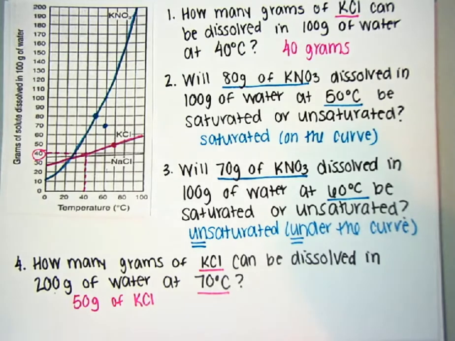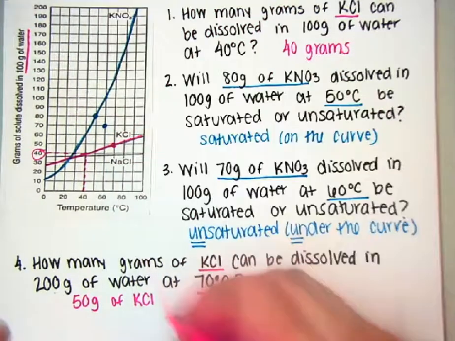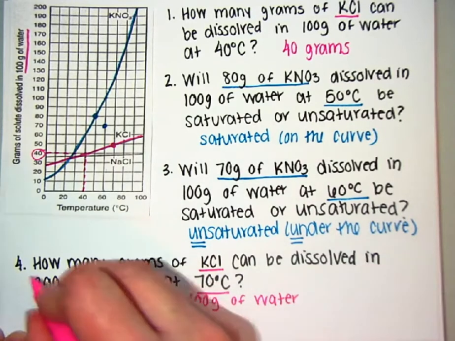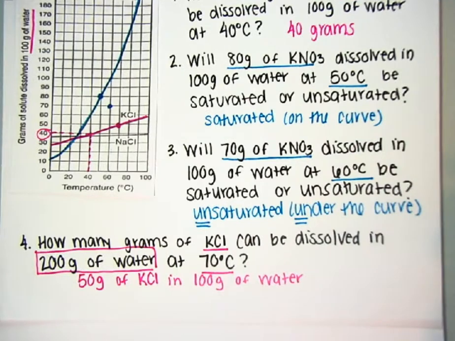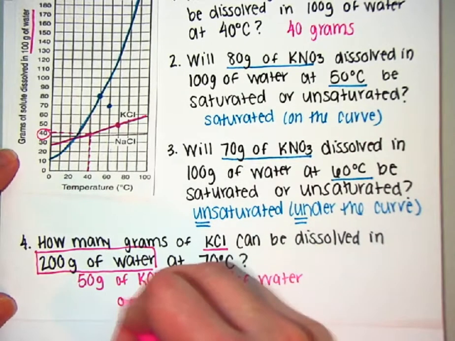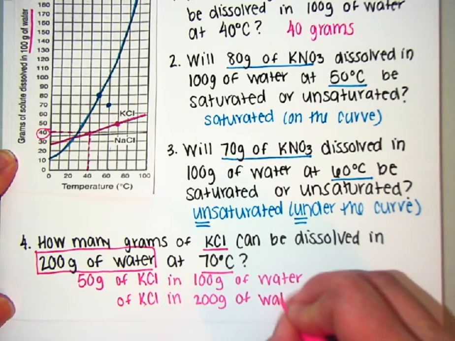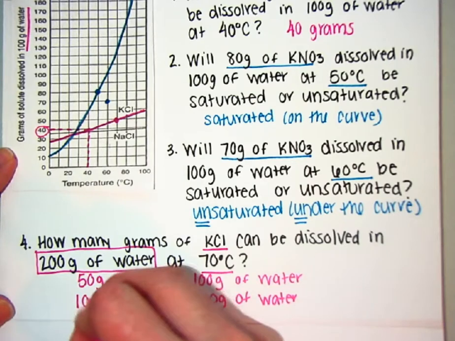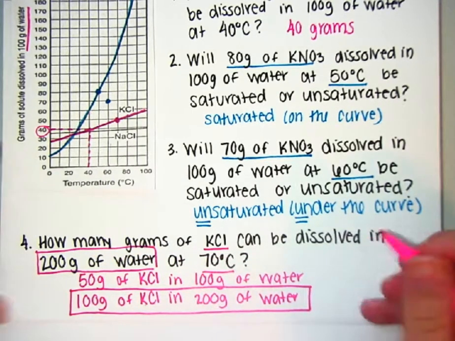Notice the y-axis. This curve is telling me how many grams of potassium chloride can be dissolved in 100 grams of water. Notice that this question is asking us how many grams can be dissolved in 200 grams of water. So, if I have twice as much water, that means I can dissolve twice as much solute. So I'm going to take my grams of solute, multiply it by 2. I would be able to dissolve 100 grams of potassium chloride in 200 grams of water.